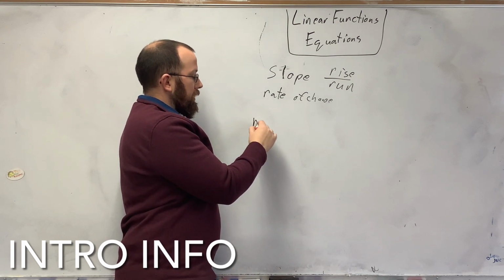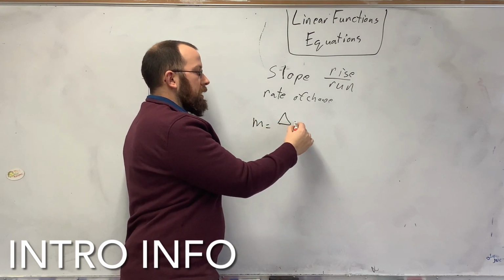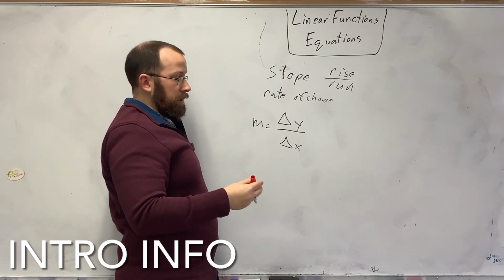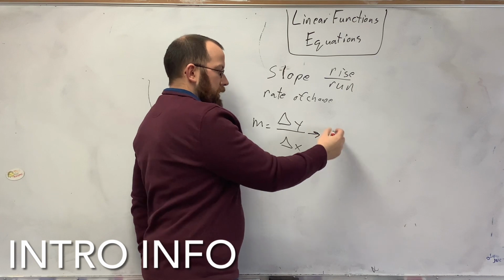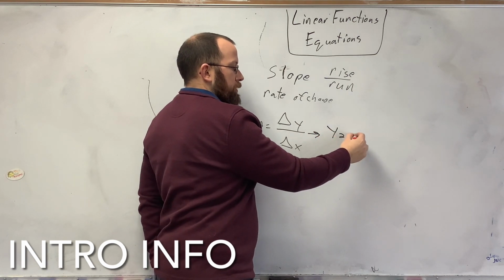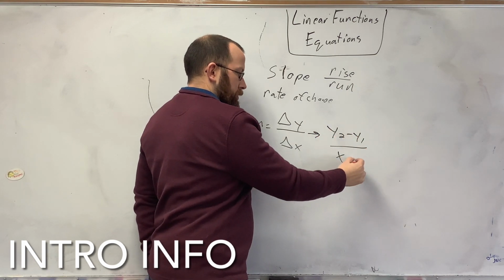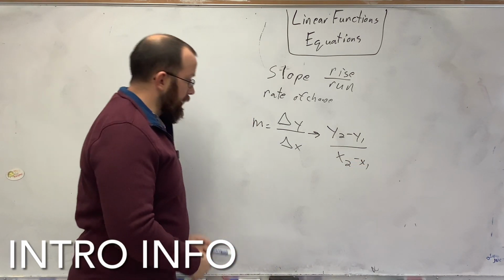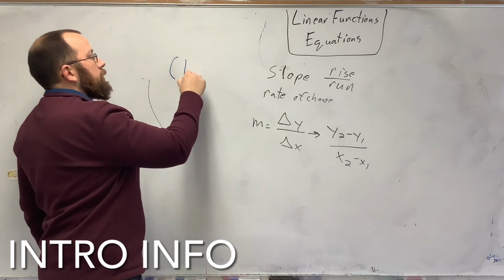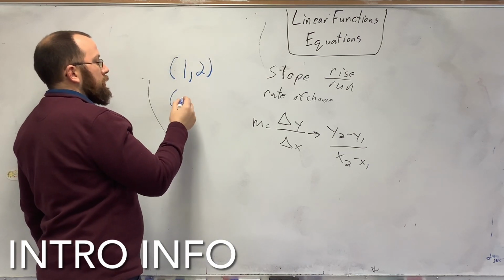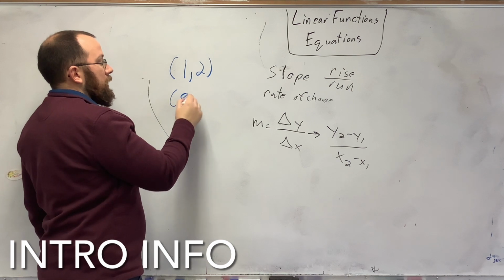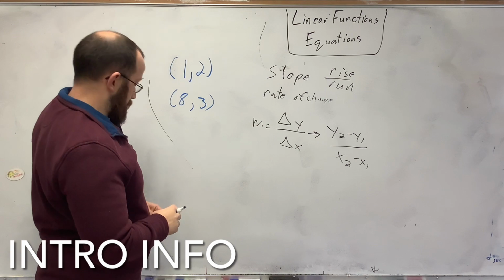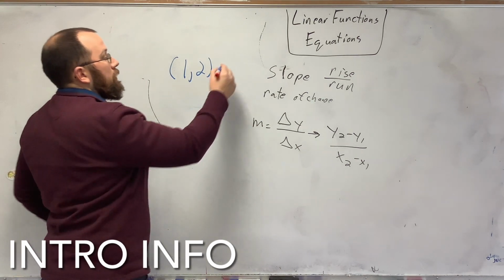The slope formula is sometimes written as delta y over delta x. This means the change in y over the change in x. It's also written as y2 minus y1 over x2 minus x1. So how this works is take 2 points, take 1, 2, and 8, 3. Let me put 8, 3 right here.